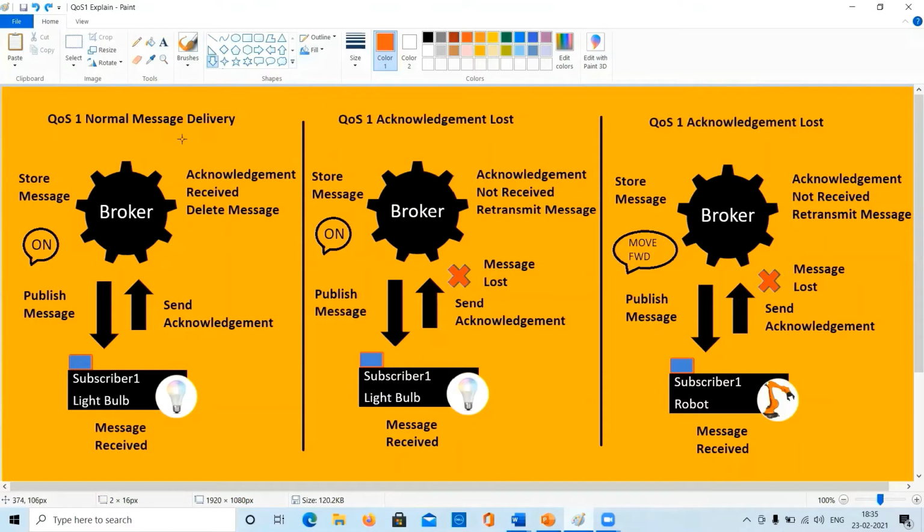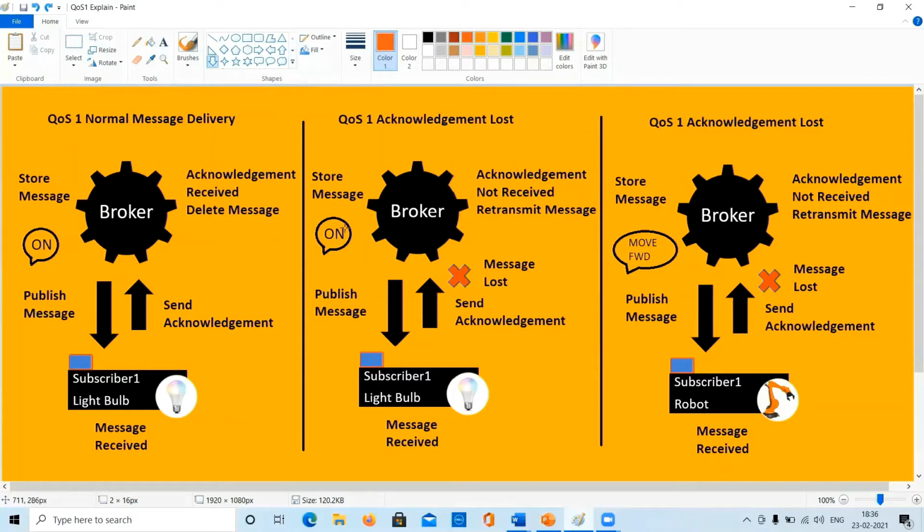Case 1 is a normal message delivery. The broker publishes a message to the subscriber and stores a copy of the message in the outbound queue. The subscriber is a light bulb. After receiving the message, the subscriber sends an acknowledgement to the broker. The broker receives the acknowledgement and deletes the message from the outbound queue. All went well.